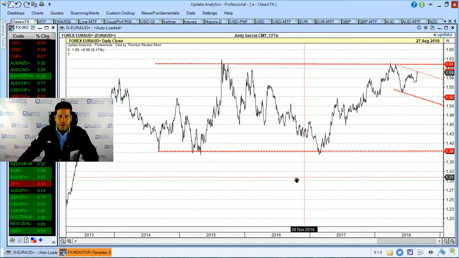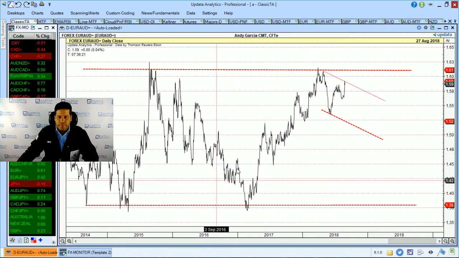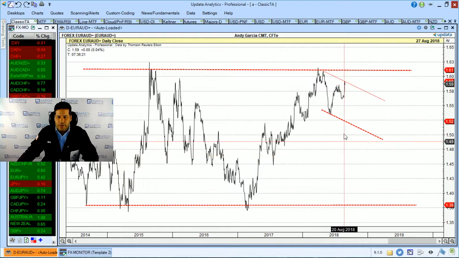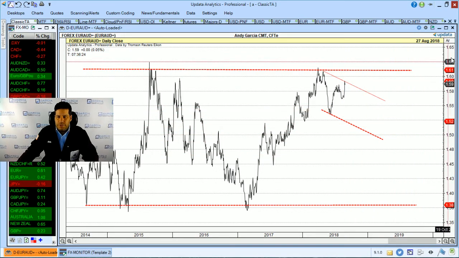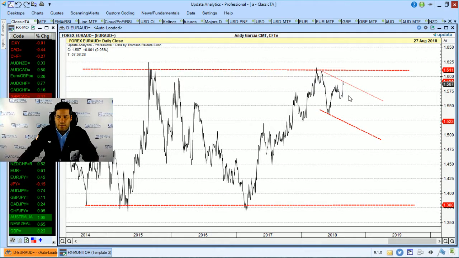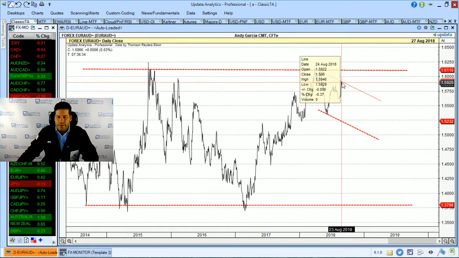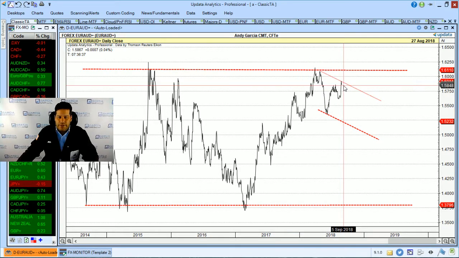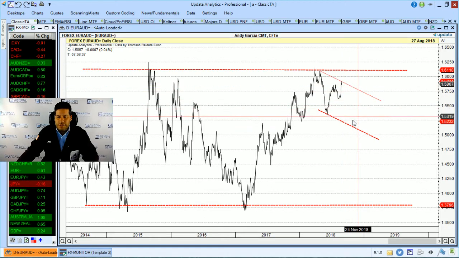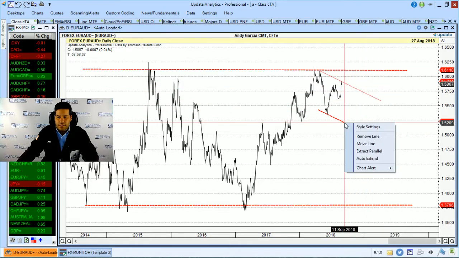Okay, here's the Euro Aussie. The Euro Aussie just recently is showing us that we are at the possibility to be an upper boundary of a downward trading channel. Okay, it's a lot to say.